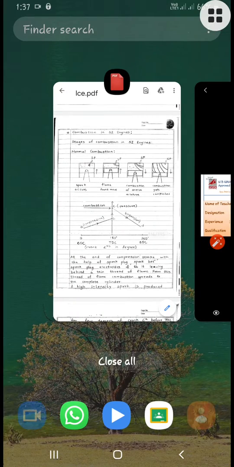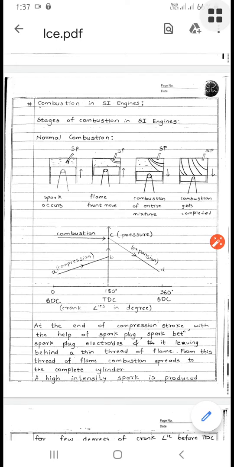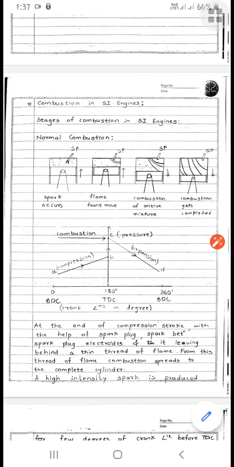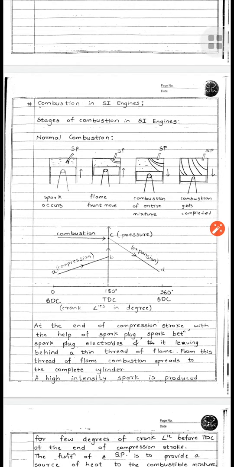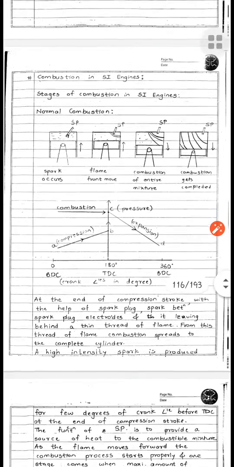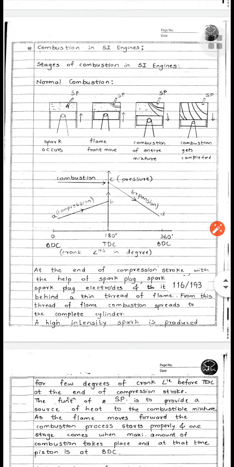Today, we are going to discuss a very important topic of IC engine, that is combustion in SI engines. To understand the concept of combustion in SI engines, we must first understand the meaning of combustion. We know inside the engine cylinder there is always a mixture of air and fuel. It may be a petrol engine, it may be a diesel engine.